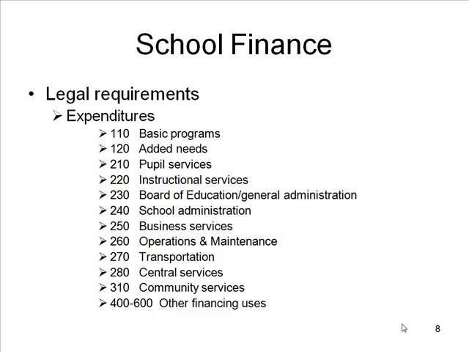Operations and maintenance would be under a 260 level. These would be for custodians. And if you have a contracted service for providing custodial services, this is where the contract cost and any materials for custodial supplies or anything else that the board would be responsible for would be charged.